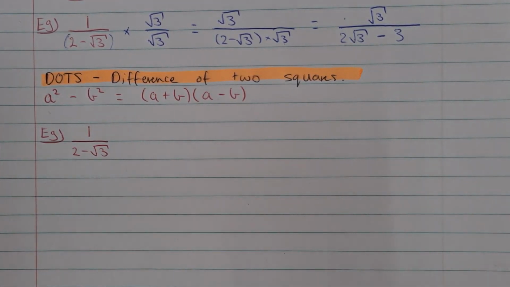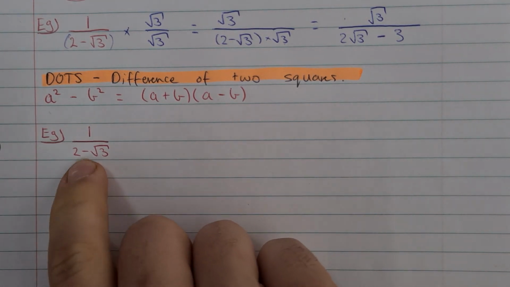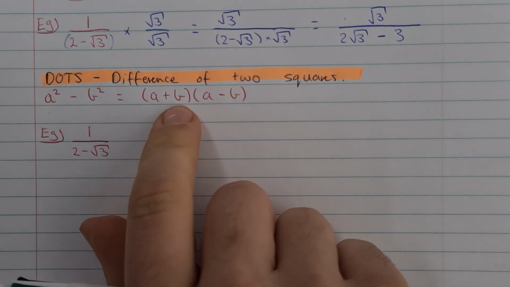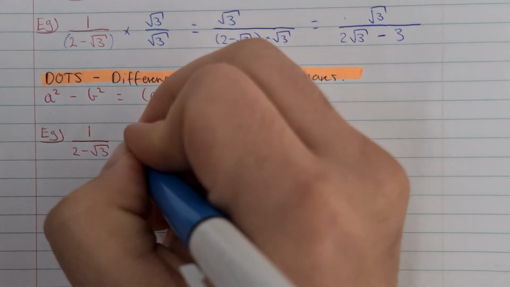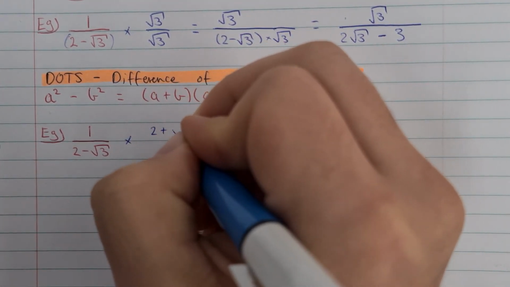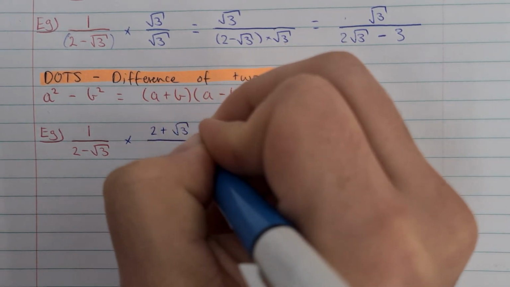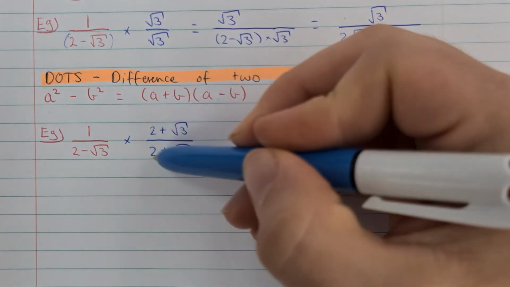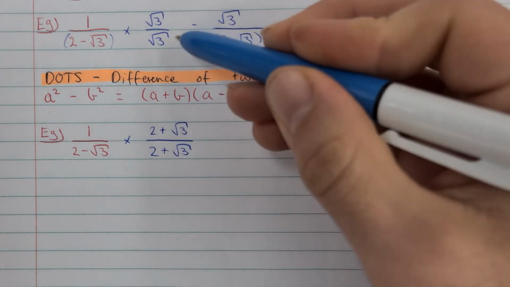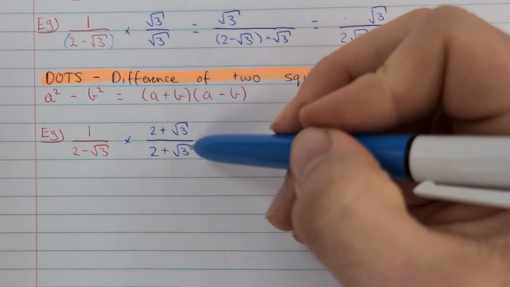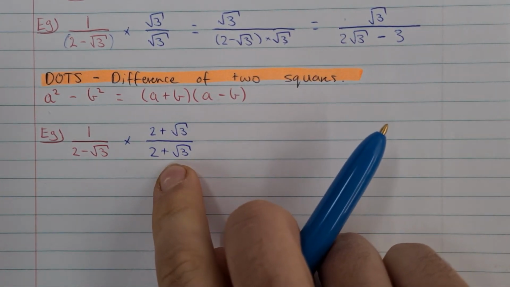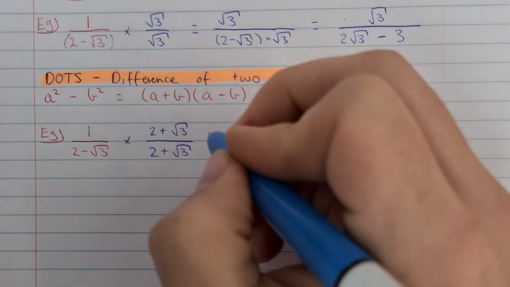So what we actually want to multiply by, we've got 2 minus root 3. We want to multiply it by the opposite one. So I want to multiply it by 2 plus root 3 all over 2 plus root 3. So you should know that this fraction is still equal to 1. So just like our root 3 over root 3, we're not changing this fraction because this is still technically equal to 1. Now, let's see what happens.